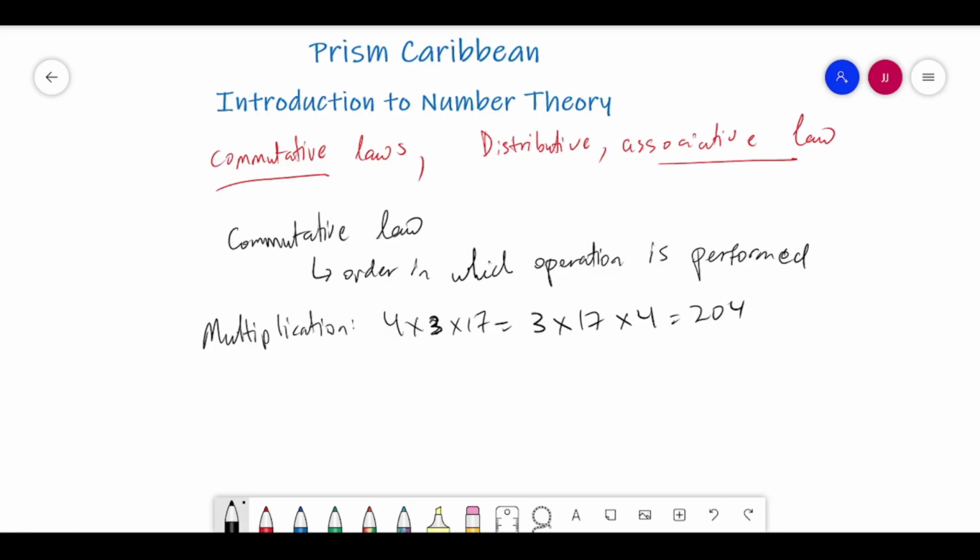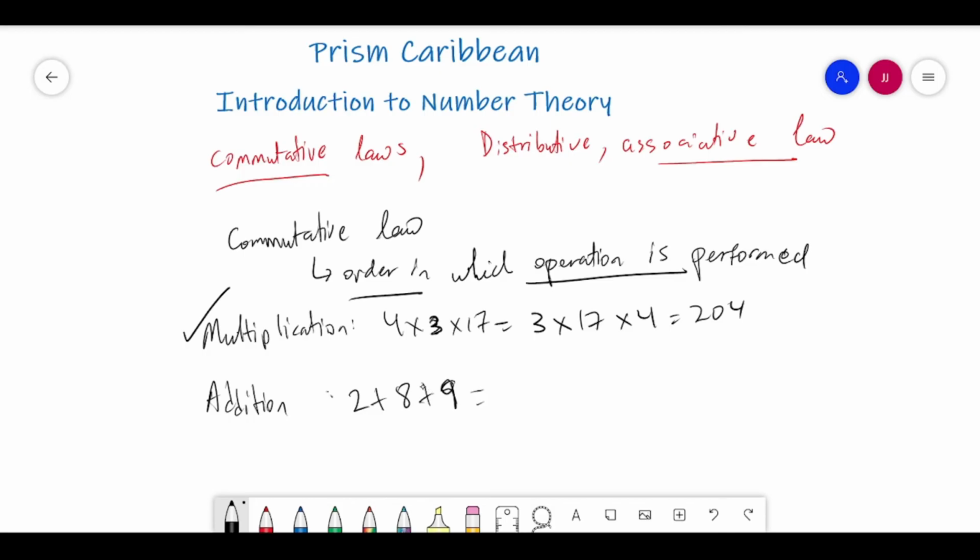Let me just double check that. Yeah, 204. So as we can see, the order in which the operation is performed does not matter, right? It does not matter. So the multiplication follows the commutative law. Now with regards to addition, let's say we have something simple, 2 plus 8 plus 9.